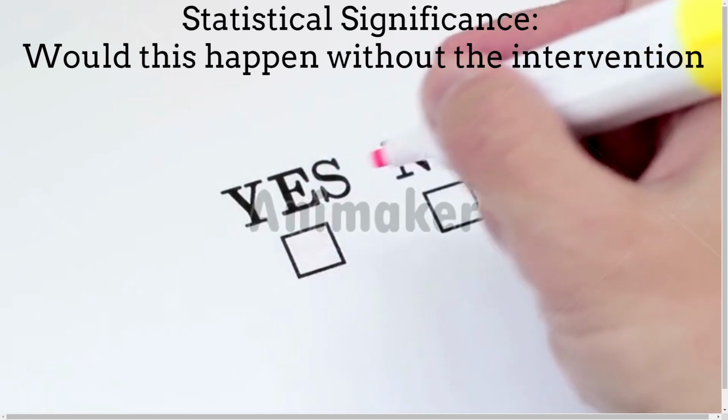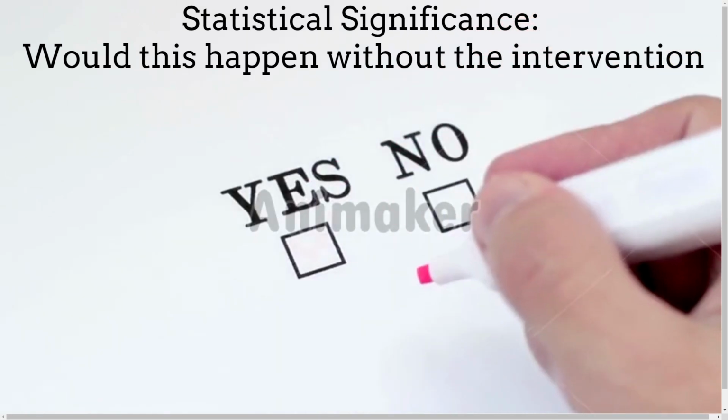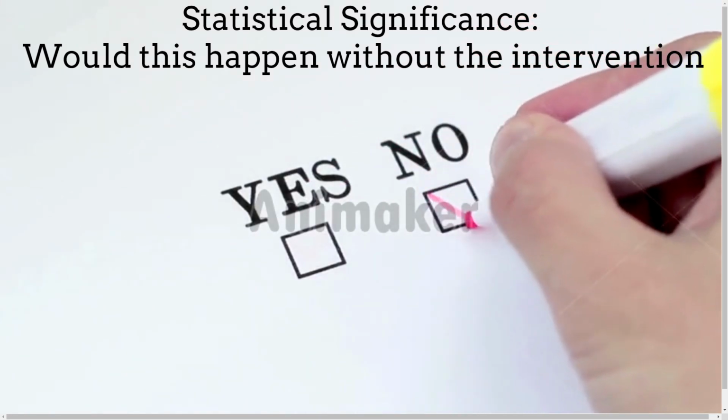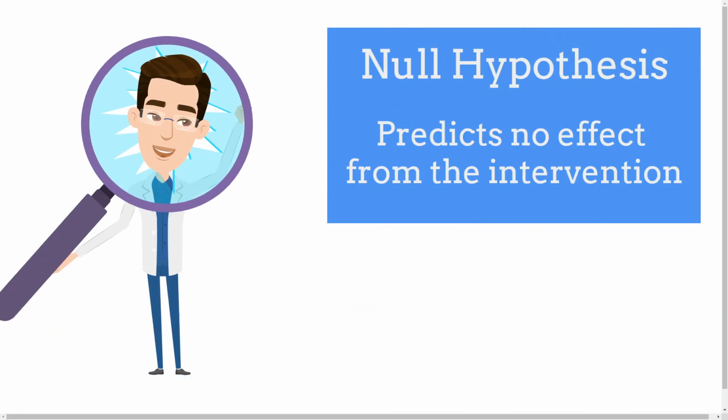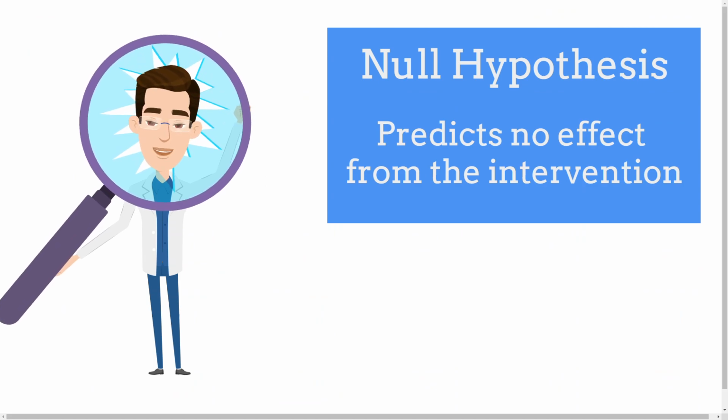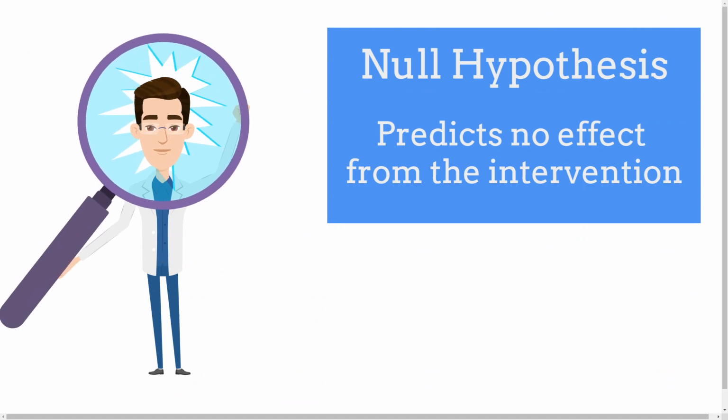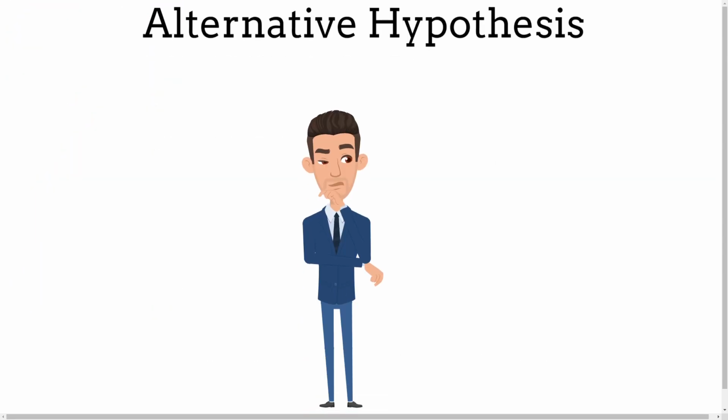Statistical significance is a measure used to determine whether a result of an intervention is unlikely to have occurred by chance. A null hypothesis always predicts no real effect, meaning that the experiment assumes that the intervention will make no difference. A clinical study's goal is to disprove the null hypothesis. An alternative hypothesis is used by researchers to state what they think the effect of the experiment will be.